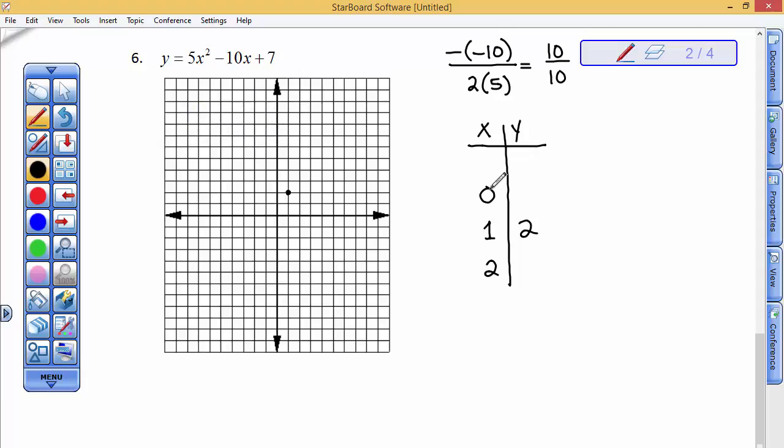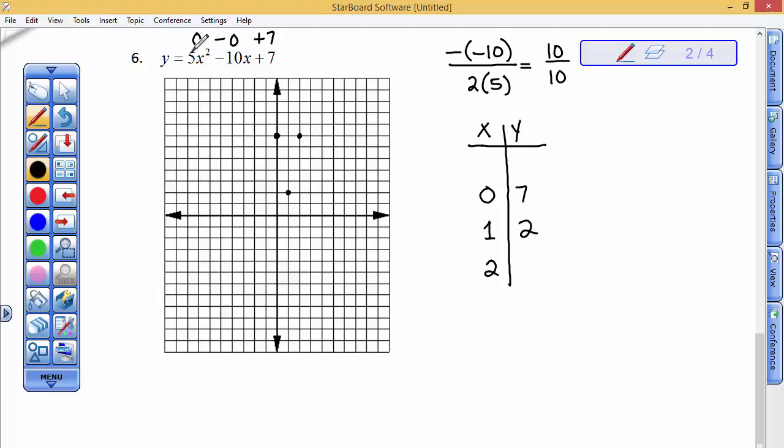The value where x is 0 is called the y-intercept. When you plug in a 0 here for x and you square it, you get nothing, and you multiply that by 5 and you get nothing. And 10 times 0 is nothing. So the y-intercept in a quadratic equation is always this constant right here. So in this problem, when x is 0, y is 7. So it happens that when x is 2, y would be 7.